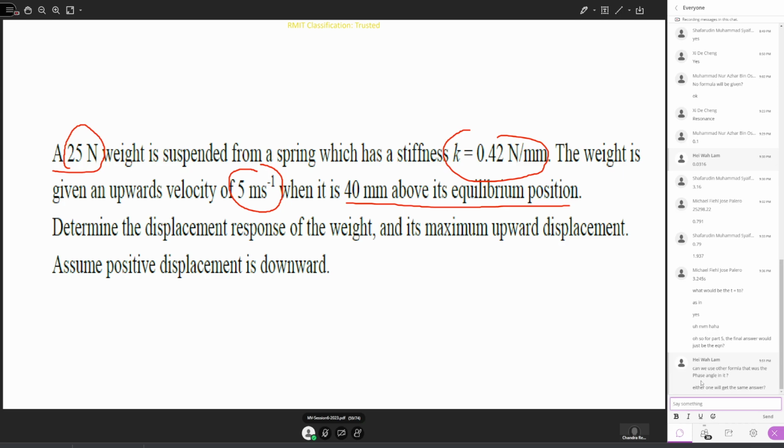When time is 0, the displacement is given as 40 mm, that means 0.04 meters, and the upward velocity is 5 meters per second. Since it is an upward velocity, you can take the velocity with a negative sign. So x dot 0 is negative 5 meters per second.